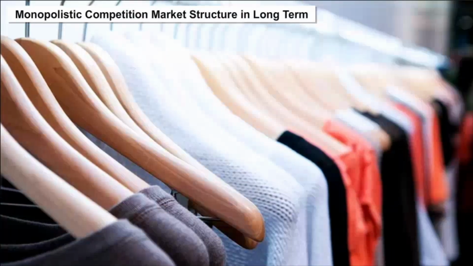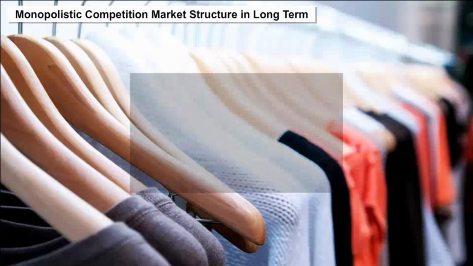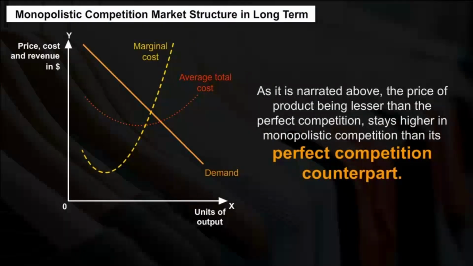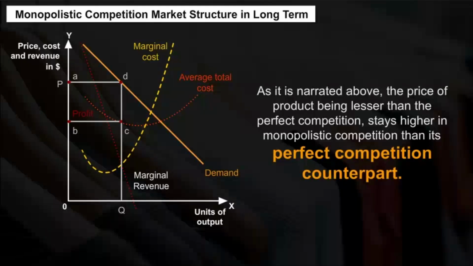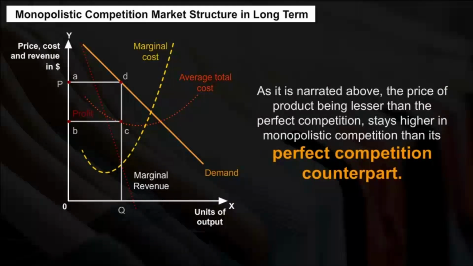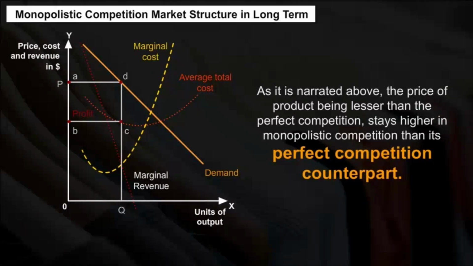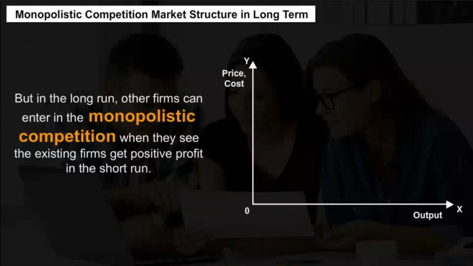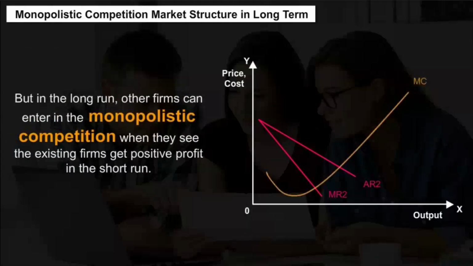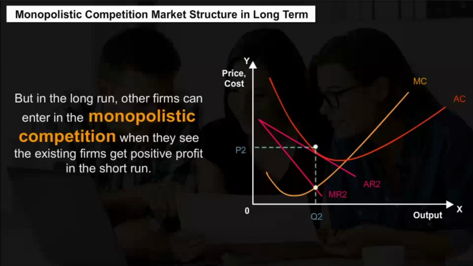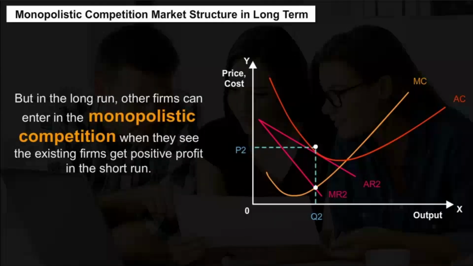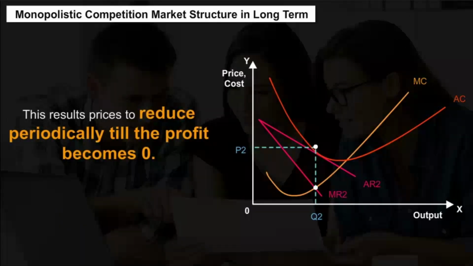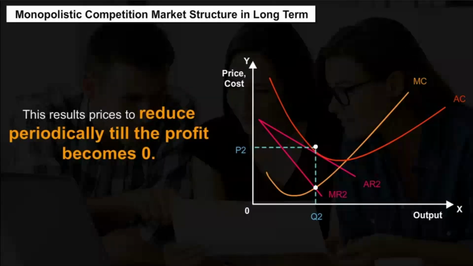Monopolistic competition market structure in the long term. As narrated above, the price of the product in monopolistic competition is lower than in monopoly but stays higher than in its perfect competition counterpart. But in the long run, other firms can enter the monopolistic competition when they see the existing firms getting positive profit in the short run. This causes prices to reduce periodically till the profit becomes zero.